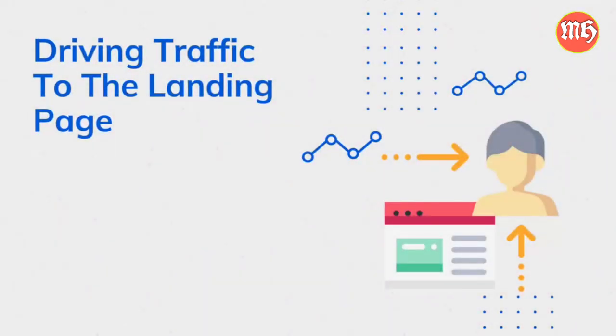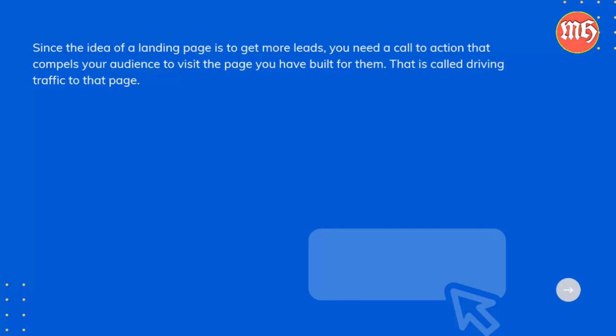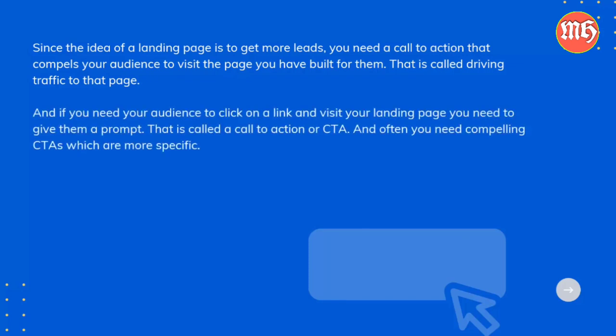Driving traffic to the landing page. Since the idea of a landing page is to get more leads, you need a call to action that compels your audience to visit the page you have built for them. That is called driving traffic to that page. And if you need your audience to click on a link and visit your landing page, you need to give them a prompt. That is called a call to action, or CTA.